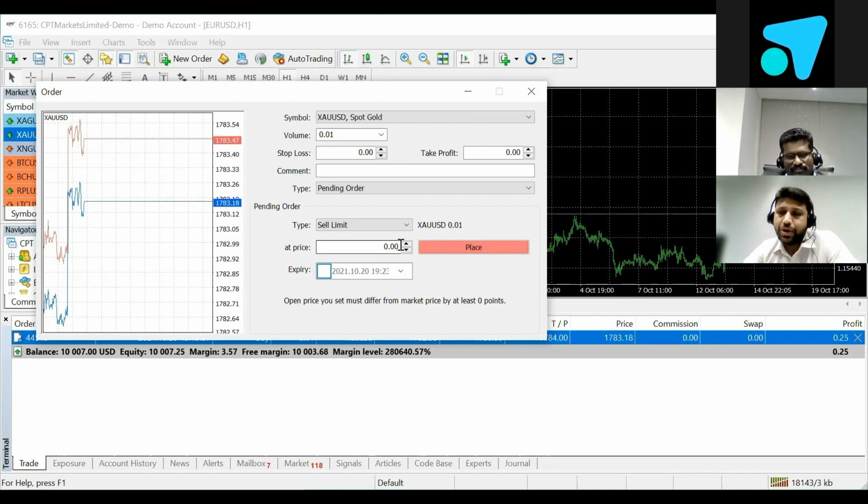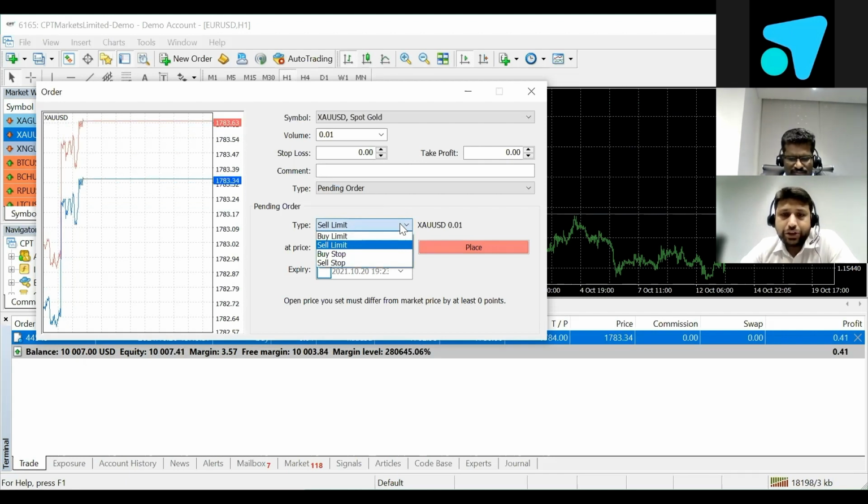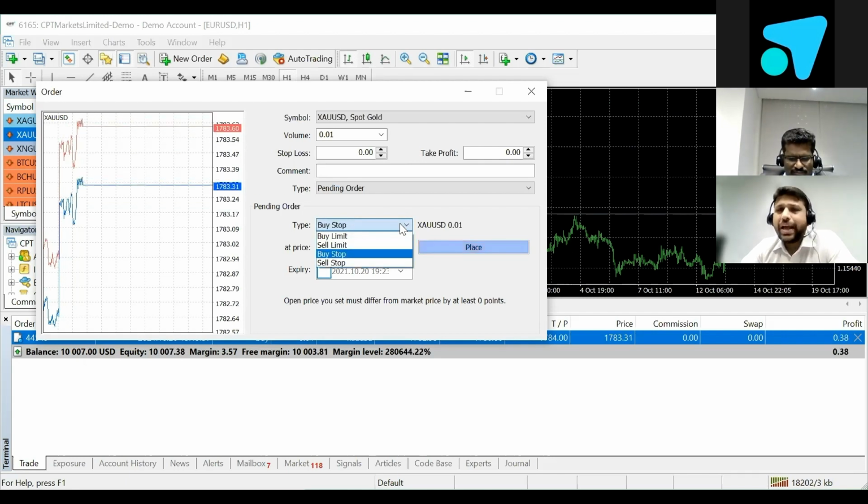So when the price reaches 1788, which is above the current sell price, your trade will get executed. In the same way, there are buy stop and sell stop orders. They are exactly the opposite of the limit orders. Buy stop means you want to buy in the flow of the market, that means at a price higher than the market price, correct?